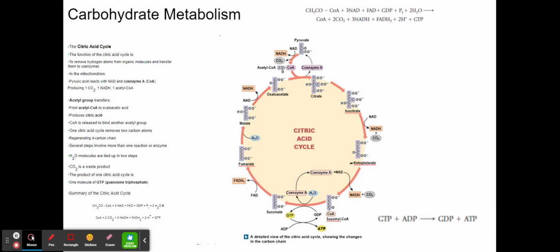The only immediate energy benefit of one turn of the citric acid cycle is the formation of a single molecule of GTP, or guanosine triphosphate, from GDP, or guanosine diphosphate, and phosphate. In practical terms, GTP is the equivalent of ATP because GTP readily transfers a phosphate group to ADP, producing ATP. That reaction's on the screen as well, which is GTP plus ADP will equal GDP plus ATP.